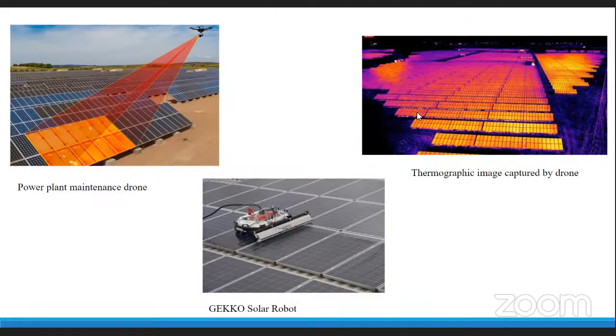If I talk about the future scope, global research and analytic firms like Wood Mackenzie have predicted that the global non-residential market for solar O&M might reach 9.4 billion US dollars, billion with a B, by the year 2025. We are in the year 2021.